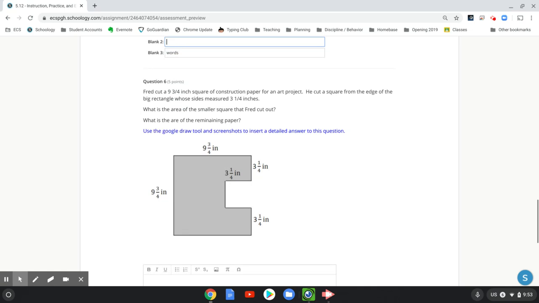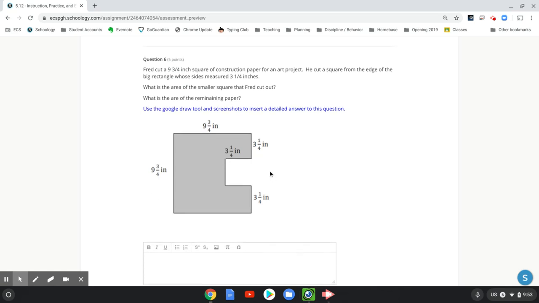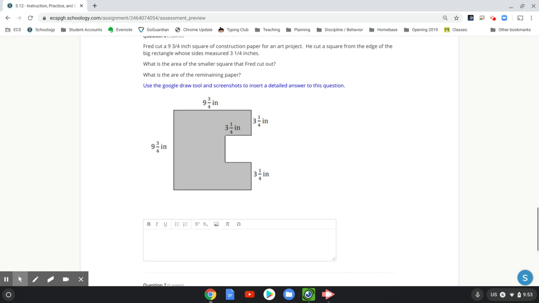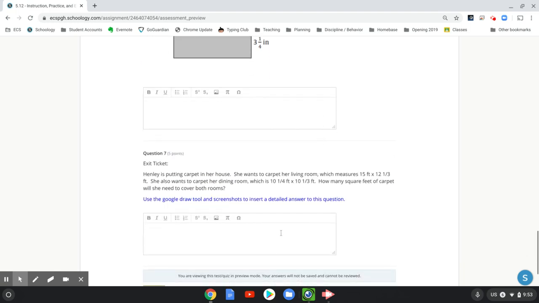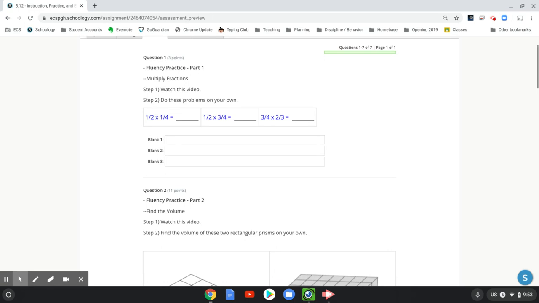And then you'll move on to question 6. Question 6 is just a little bit more challenging. You'll definitely need to use Google Draw and screenshots to give me a nice detailed answer. Remember, I said a detailed answer. And then this is the exit ticket. Same kind of thing. Give me a nice detailed answer. If you have any questions, let me know. Otherwise, good luck with this activity.